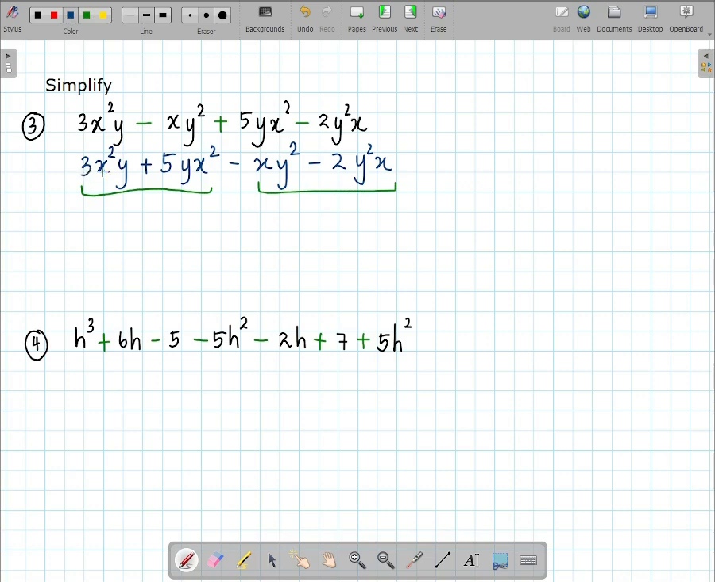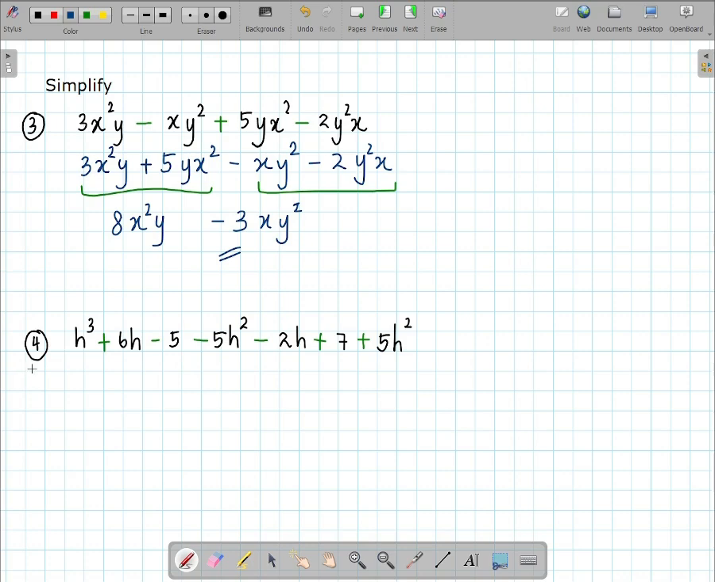So 3x squared y add 5x squared y. 3 add 5, that is 8. 8x squared y. Then here minus xy squared minus 2y squared x. So we have same sign, minus and minus. Then you have to add the numbers, that is 3, and put the sign minus, 3xy squared.